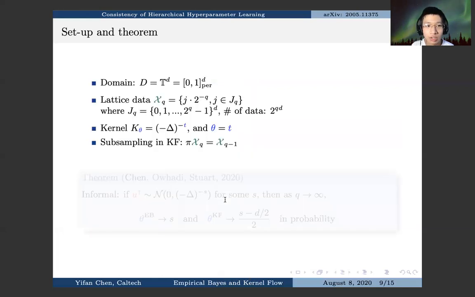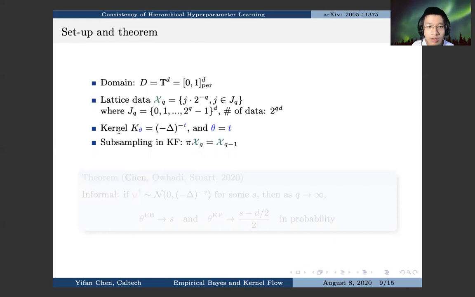To begin with, we introduce the setup of our specific model. We consider the domain to be a torus in d dimension. That is, it's [0, 1] to the power of d with periodic boundary. Our data is equidistributed on this torus. It's on a lattice with mesh size 2 to the minus q. So it's in d dimension, so the number of the data will be 2 to the q times d.